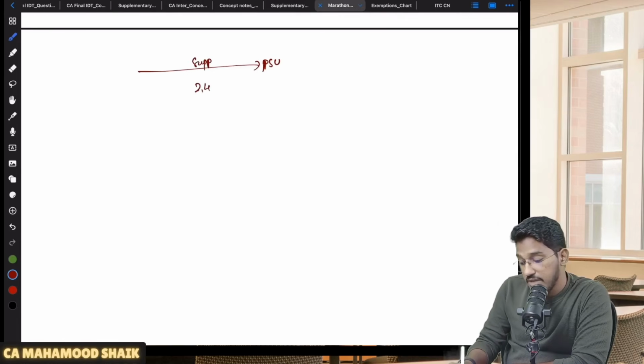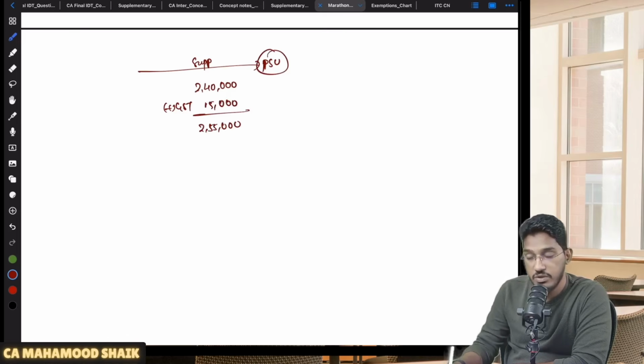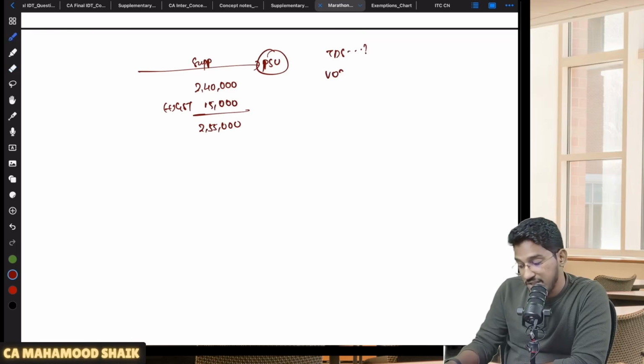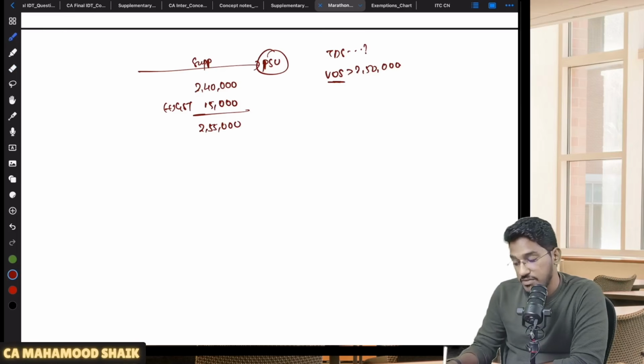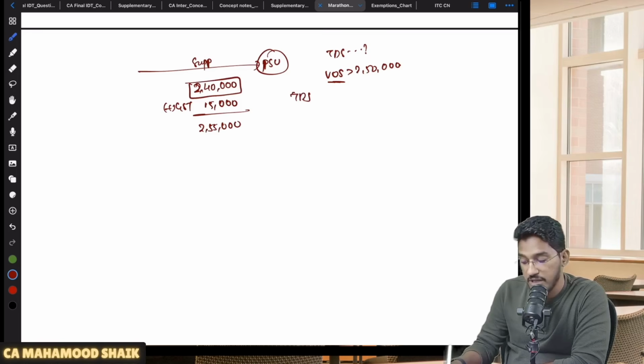Where they are receiving a supply amounting to 2,50,000 plus GST, let us say 15,000 rupees of GST, total 2,55,000 worth of supplies this PSU is receiving. PSU is a notified person. Whether TDS will become applicable? I told you when the value of supply under a contract exceeds 2,50,000, then only TDS will become applicable. Now my doubt is, while calculating the value of supply, should I consider the value exclusive of taxes or inclusive of taxes? They have clarified that consider only value of supply excluding the taxes. So here value of supply under a contract is 2,40,000 only, TDS will not become applicable.